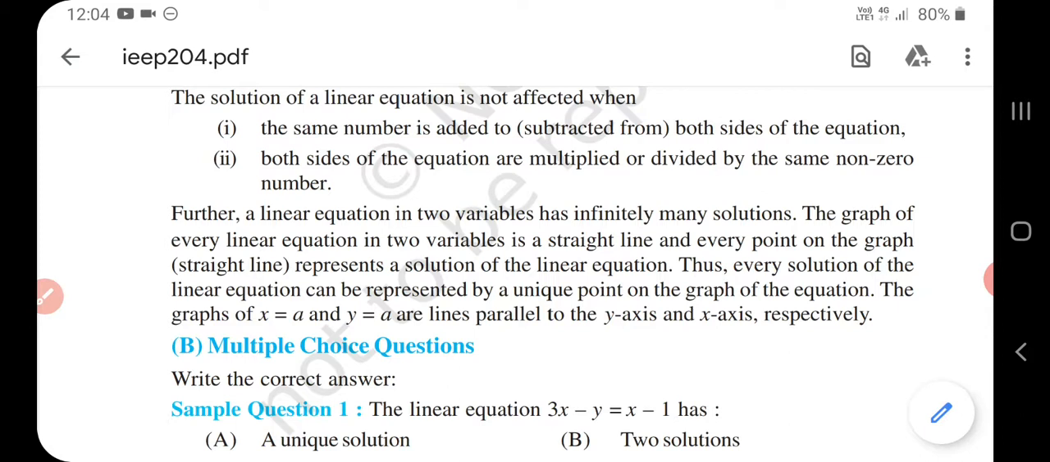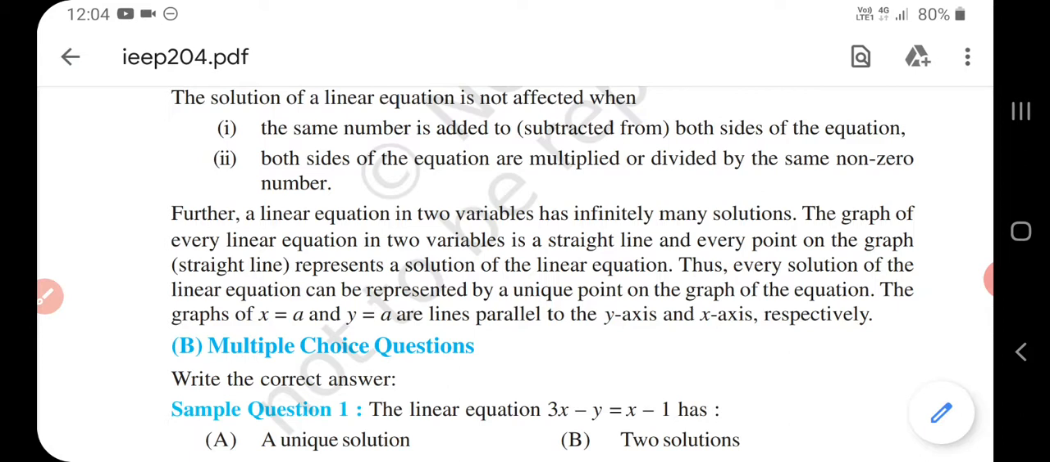Okay, understand? Now the method of finding the value of an unknown when the solution of the equation is given. If the solution is given, we can easily find the unknown. To find the value of the unknown when the solution of the equation is given, put the given solution, that is the values of the variables x and y, in the given equation and simplify. Whichever value you have to find, like a or b, you can easily find it from that equation.